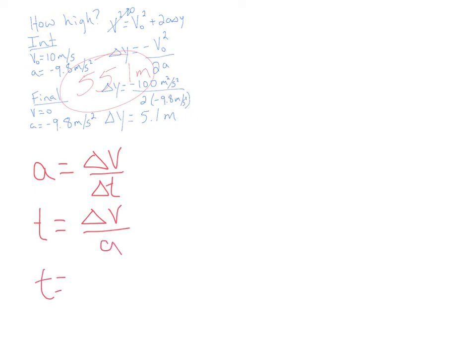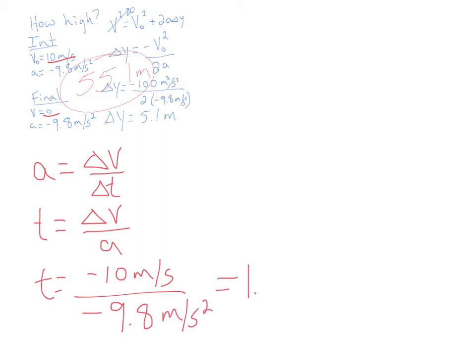Well, what is our change in velocity? We go from 10 meters per second to 0, so that's a negative 10 meters per second divided by a negative 9.8 meters per second squared, and so that gives us about 1.02 seconds. And double check the units, the meters cancel, per second squared, we end up getting seconds, and so that is correct.